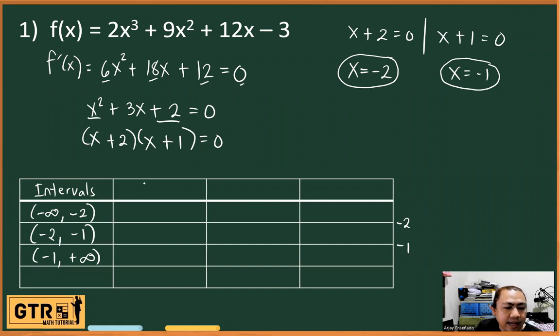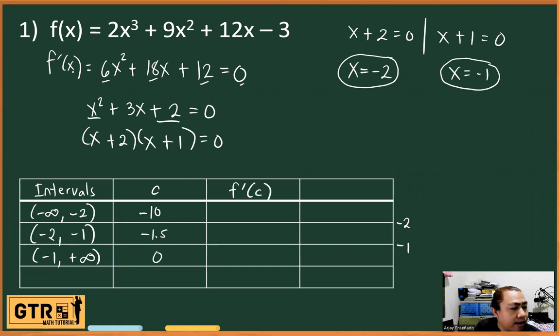Okay, so next is our test value, let's say C. Just get one number for each interval. We can choose any number in the interval: negative 3, negative 4, negative 5, negative 6, and so on. So let's try negative 10. Then for negative 2 to negative 1, let's try negative 1.5. And for negative 1 to positive infinity, let's try 0, which is the easiest. Then we will get the f prime of C.